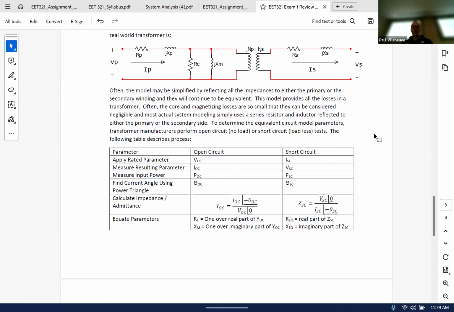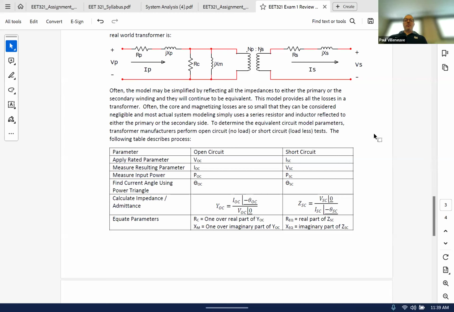So then we measure our parameter. We know what the voltage is or the current. So then we have to measure I and P. And after that, we can calculate everything else. We can calculate theta using our power triangles. Keep in mind, ELI, right? ELI is going to help you. Then you're going to calculate the impedance or the admittance.